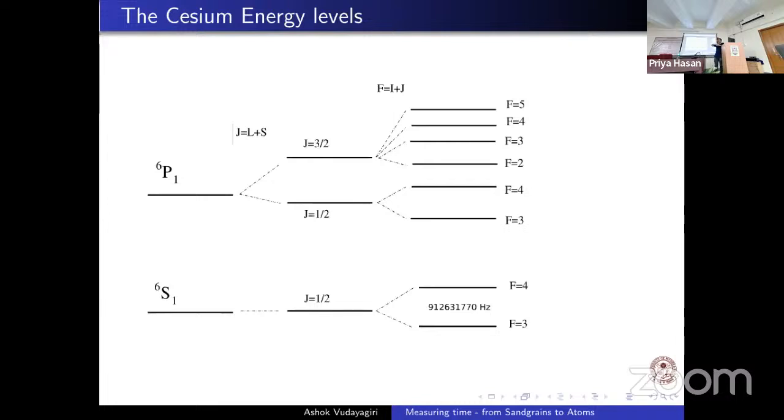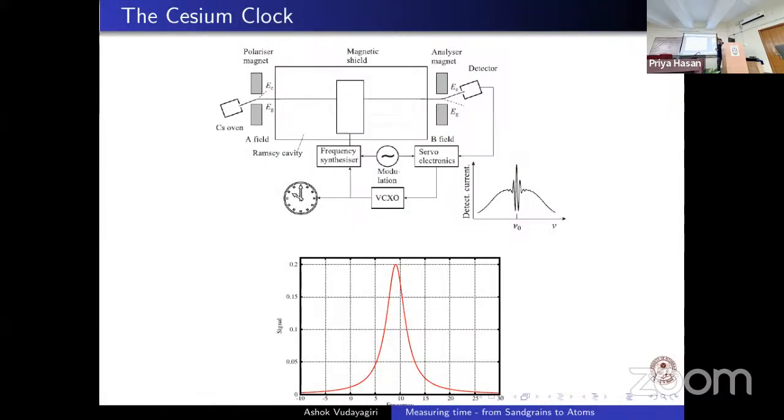By definition, the definition of a second is related to this. All you have to do now is, instead of a quartz oscillator, use a microwave oscillator, since this is in the microwave range, 9.1 gigahertz. I use it to lock to this transition, and I have an atomic clock. So how does it work? I have a cesium oven from which atoms are coming out. The entire system is inside a vacuum chamber.